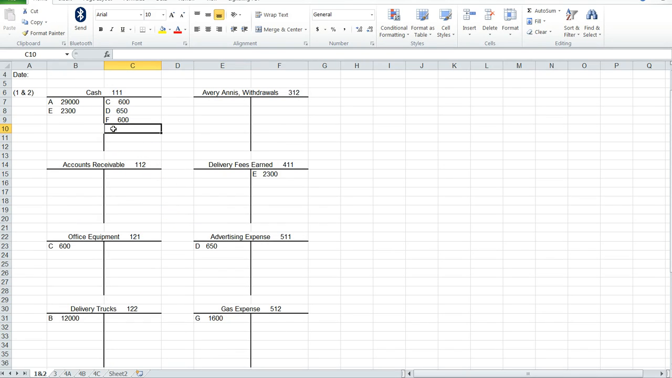All right, so that again we're still in transaction G. So we're going to stick a G in there, space over, and the reduction to cash of $1,600. We've got equal debits and credits recorded. Transaction H, important. This is a sale on account, a credit sale.